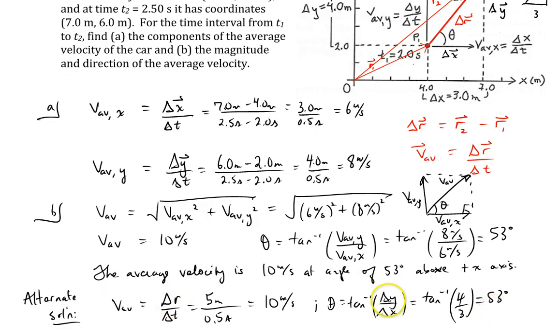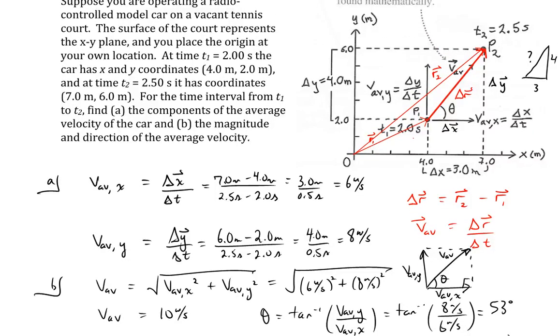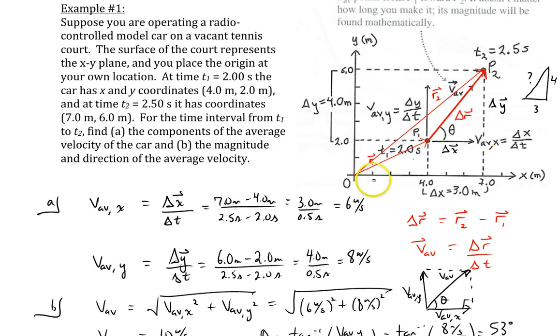So I wouldn't trust this alternate solution always, because this is only true just because the car is moving at a constant average velocity. But if you can imagine, if you could take the tennis court and sort of tilt the axis so it accelerated and the path wasn't a straight line but it started to curve like this, then the average velocity wouldn't be in the same direction as the displacement vector. So just be careful with that. Second alternate solution, that doesn't always work. It only works if the displacement vector is in the same direction as the average velocity vector. All right, that's it for example number 1.